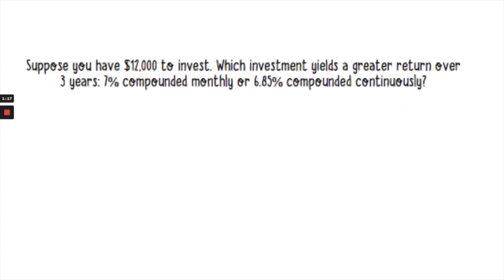So it might look something like this. Suppose you have $12,000 to invest. Which investment yields a greater return over 3 years? 7% compounded monthly or 6.85% compounded continuously? So our key numbers again are $12,000. Time is going to be 3 years. We're actually working two problems here. We want to look at 7% compounded monthly, so we're going back to that compound interest formula, or 6.85% compounded continuously. So often students try to combine these two or use the formula in the wrong place. So again, paying attention to the words and the context is key.